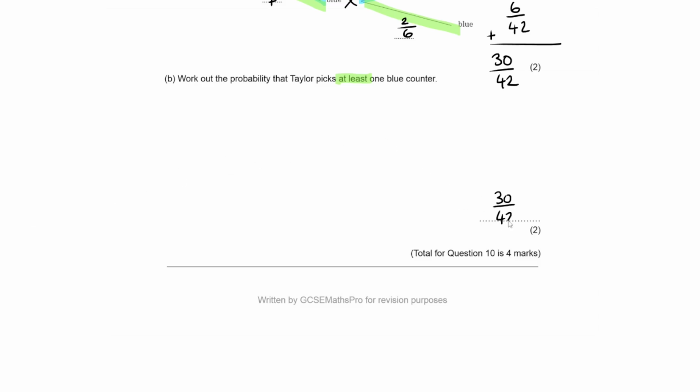Now, for probability, they don't normally care if you simplify it or not. So you can simplify that if you want to, but they don't normally care. You see how in the question they haven't mentioned it. So I normally just leave it for probability.